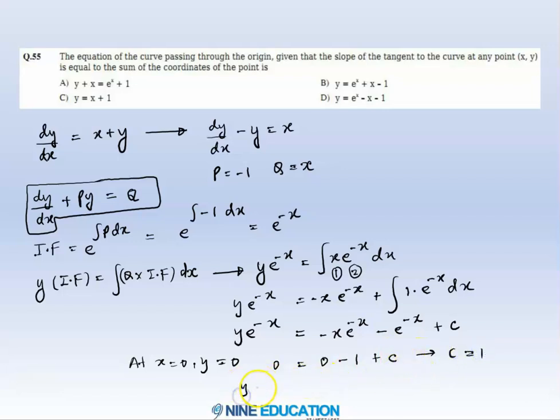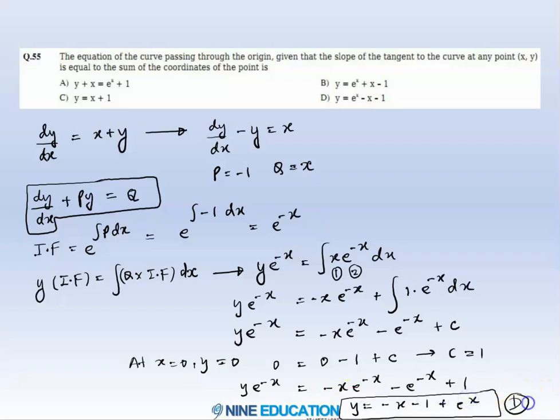So finally we are getting the solution as y e power minus x is equal to minus x e power minus x minus e power minus x plus 1. Dividing by e power minus x, we get y is equal to minus x minus 1 plus e power x. So this is observed in option number D.